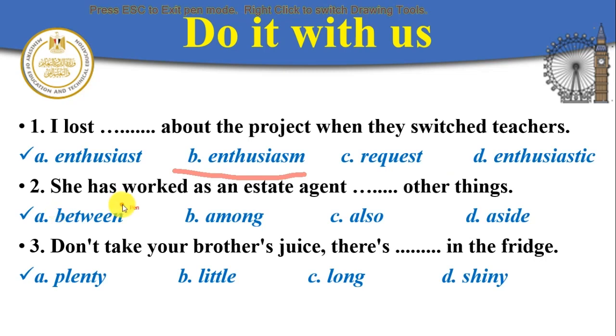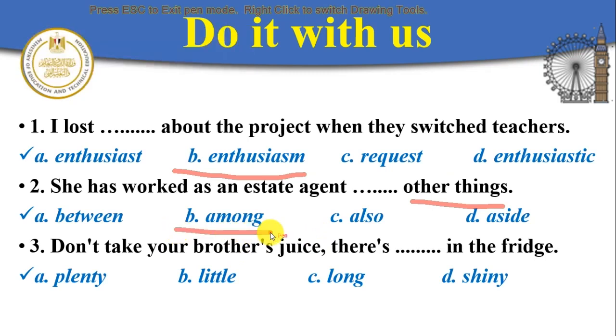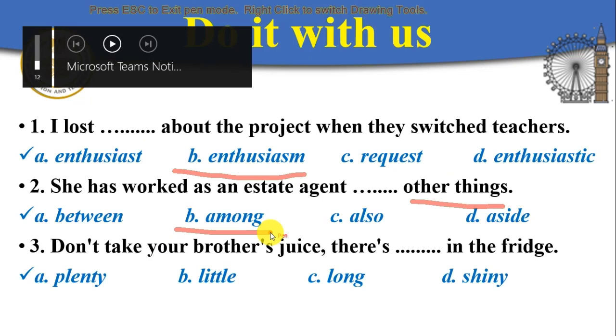Okay, moving to number two. She has worked as an estate agent, among other things. So we have here other things. What do you think? Between, among, also, or aside? She has worked as an estate agent. What do you think? Yes, number one was enthusiasm, but what about number two? Yes, well done. And we have Jihan, I think, answered number C, among. Perfect. Among, yes, Nurhan, well done.